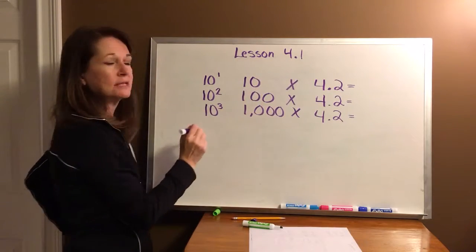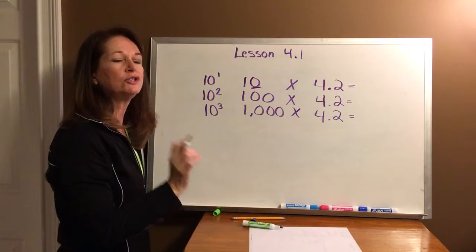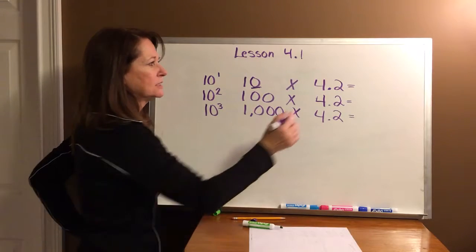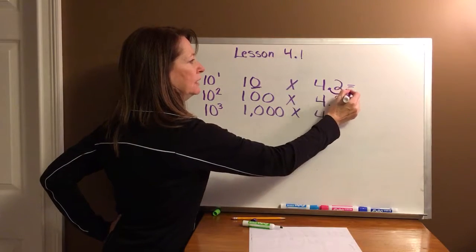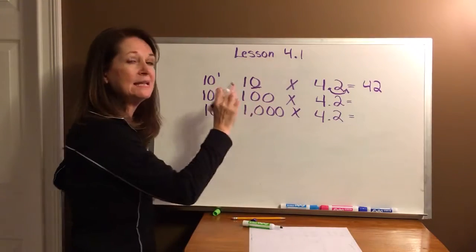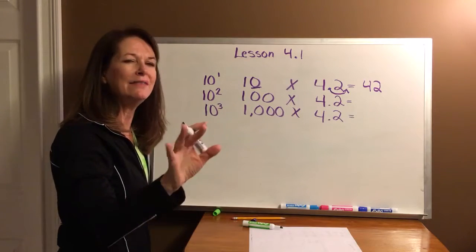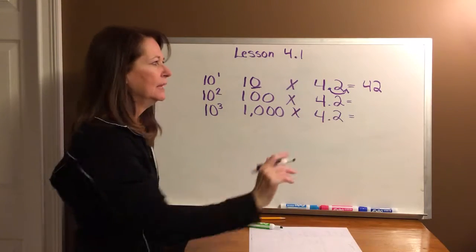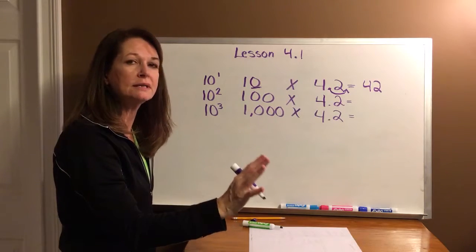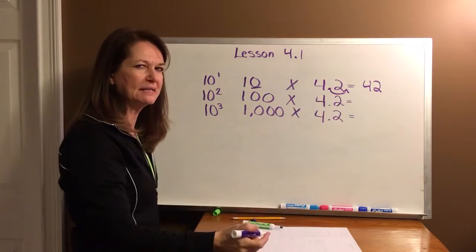So I've got 1, 0. I'm going to move my decimal 1 place to the right. So my answer would be 42. Multiplying 10 times 4.2 would be 42. And that makes sense, because think about it. If you were multiplying 10 times the whole number 4, you'd get 40. So of course, 42 does make sense.